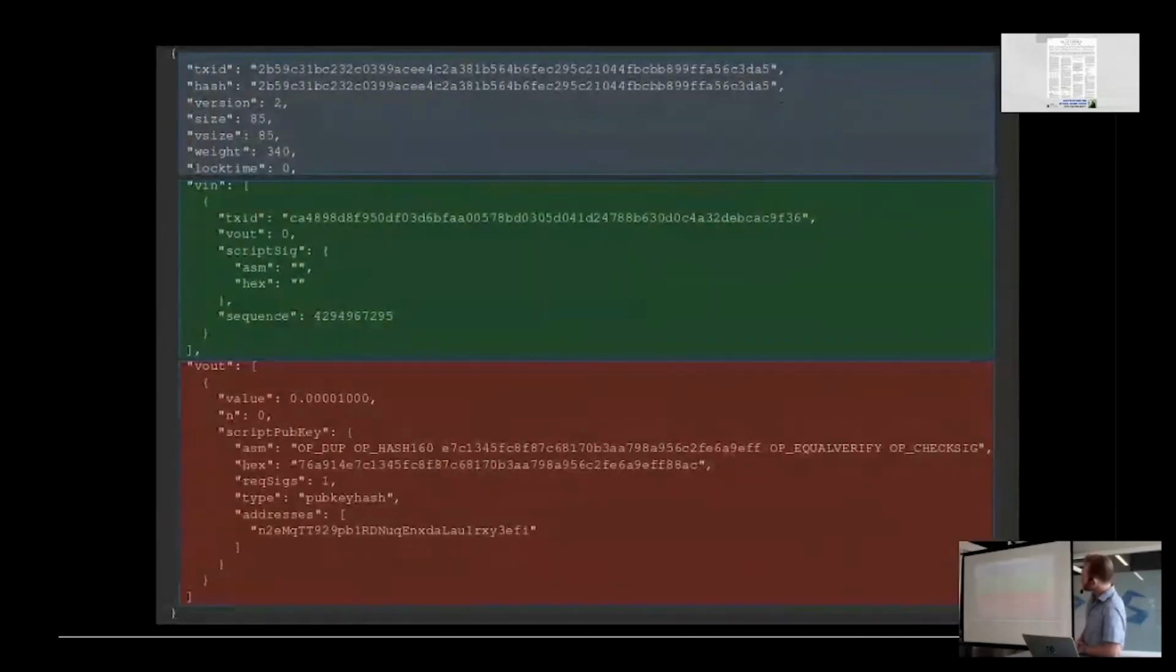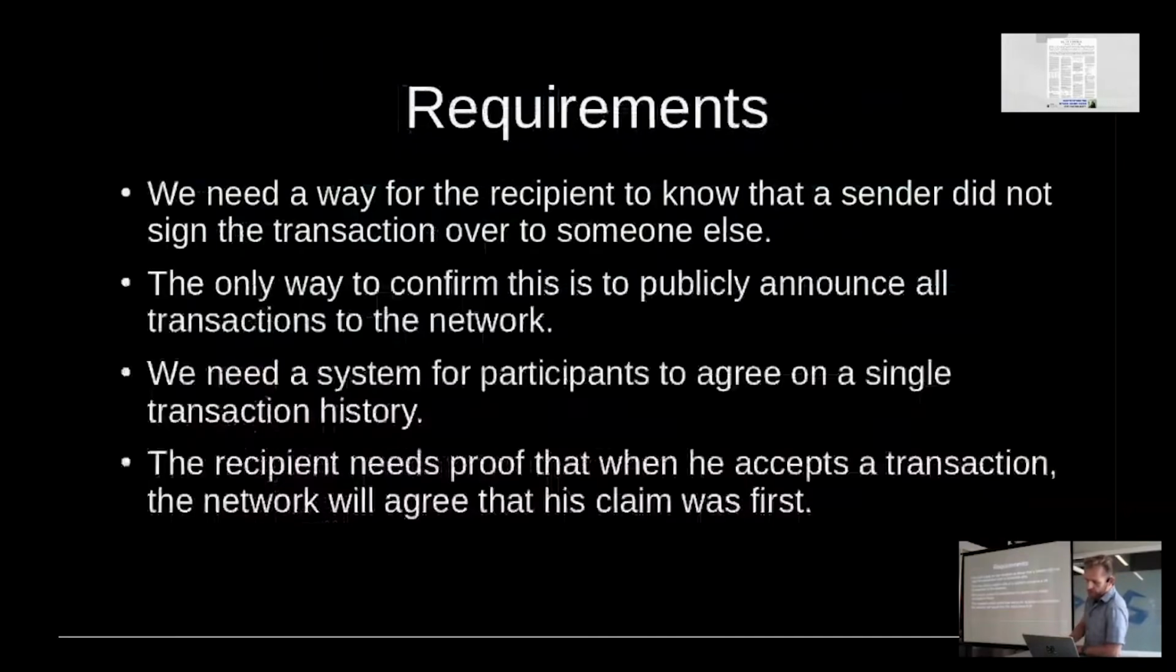So that's what a transaction kind of looks like. This is a legacy transaction. Looks kind of scary. Also, I couldn't really fit all of it on the screen. And newer transactions have way more information. So that's what it looks like underneath the hood.